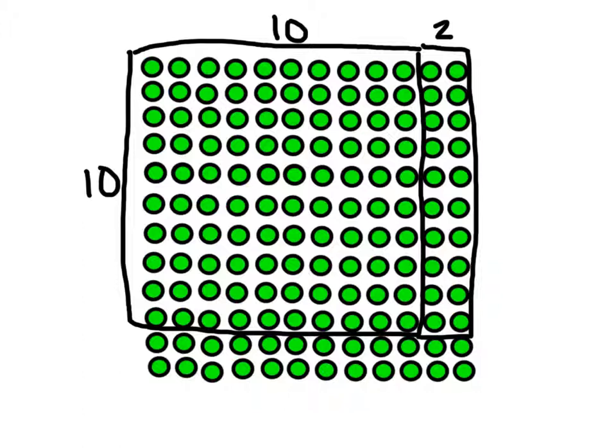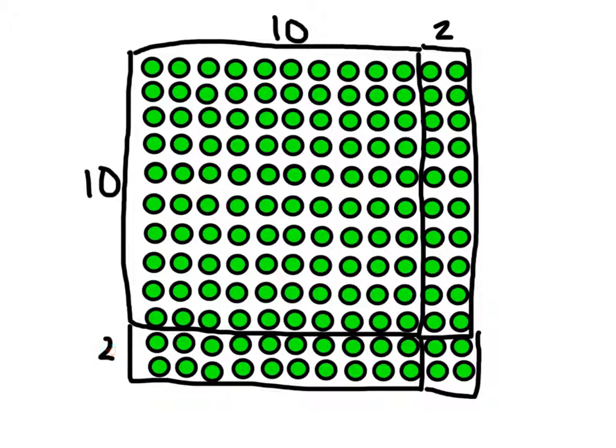I can do the same thing down at the bottom. I'm also left with a small little box over here of the 2 times the 2, which is 4. I could then add all of those up. So the 100, the 20, the 20, and the 4 to create 144.